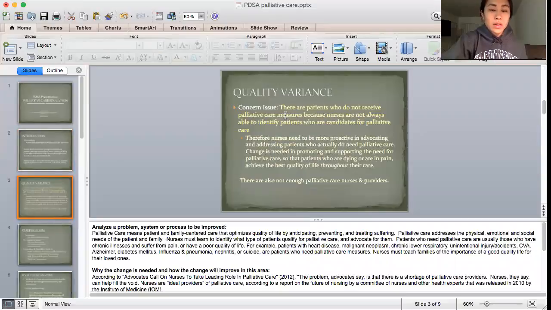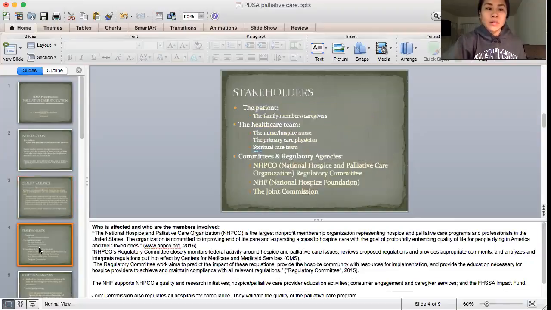Quality variance. The main concern is that there are patients who do not receive palliative care measures because nurses are not always able to identify patients who are candidates for palliative care. Therefore, nurses need to be more proactive in advocating and addressing patients who actually do need palliative care. Change is needed in promoting and supporting the need for palliative care so that patients who are dying or are in pain achieve the best quality of life throughout their care. There are also not enough palliative care nurses and providers.